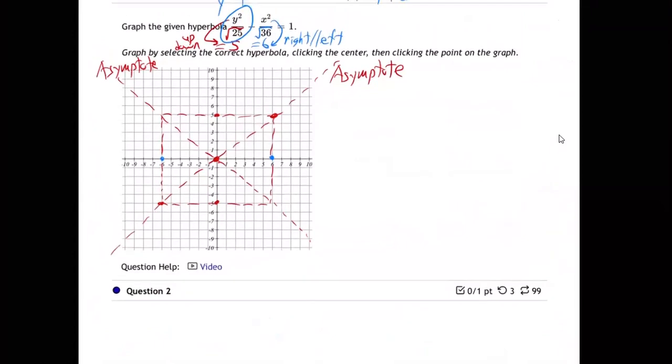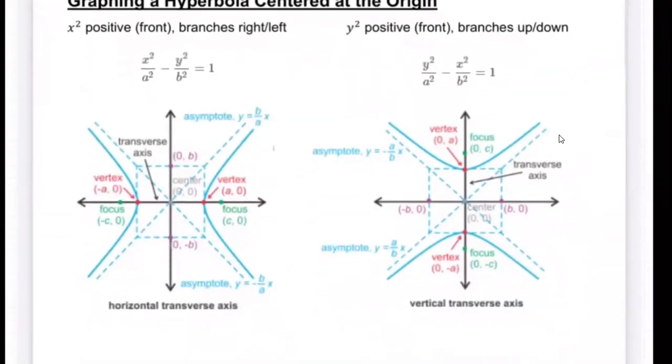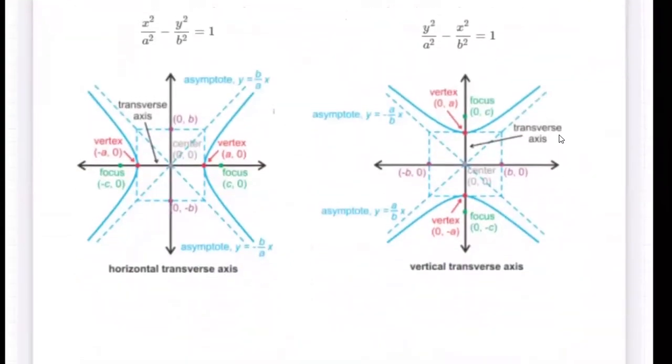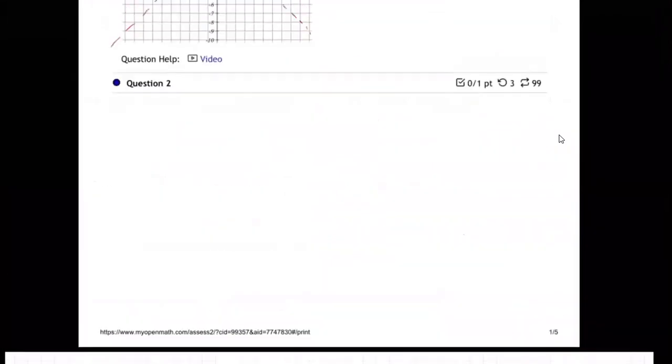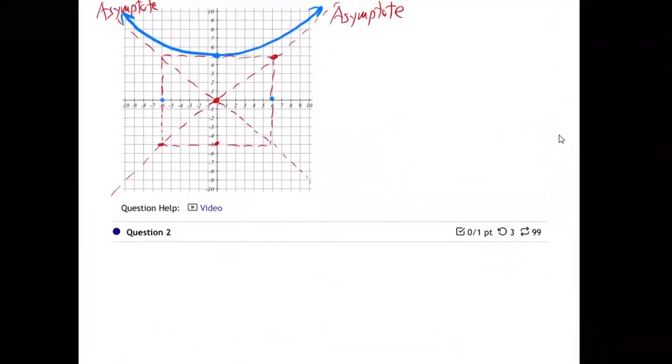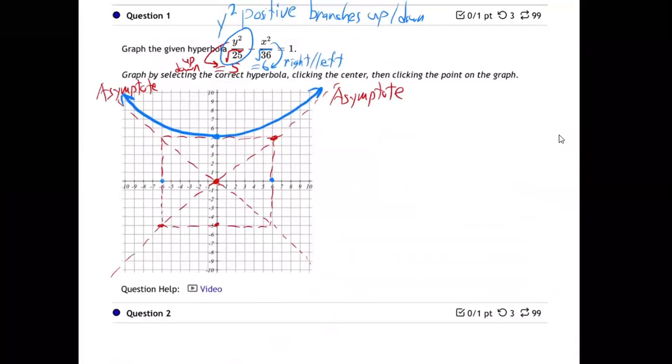Let's go back. So I'm going to make that happen. So right on the middle of the box, and then the branch is guided by the asymptote line. See that in the picture here? See how, as this branch goes off, the asymptote line guides it. Same thing here. This asymptote line guides this branch. So there we go. The asymptote line guides the branch.